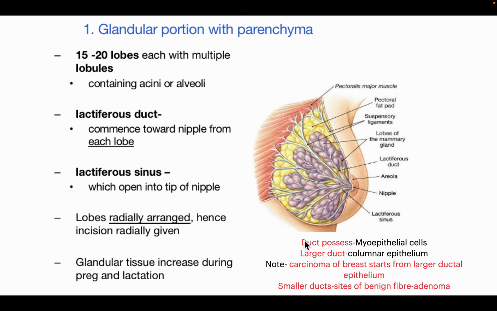Now we can add a few points here. The duct consists of myoepithelial cells. There are smaller ducts and larger ducts. The larger duct consists of columnar epithelium. And note that carcinoma of the breast starts from the larger duct, and the smaller ducts can be a site of benign fibroadenoma.